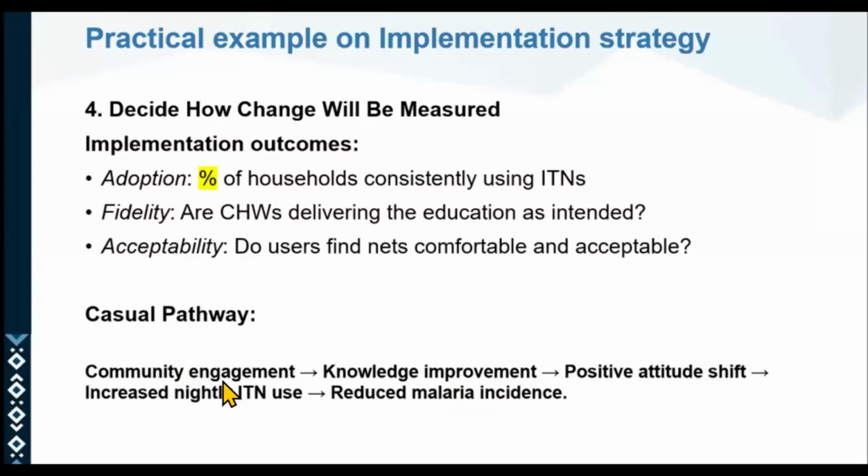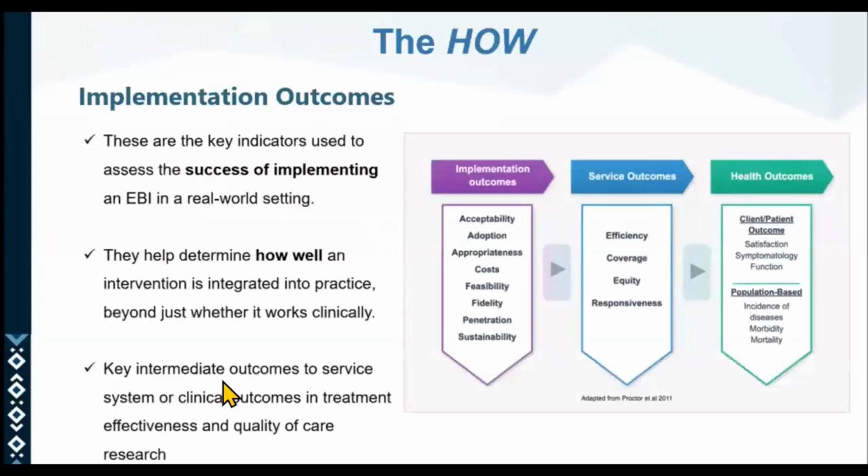But if not, maybe something else was working in the background and you thought it was your implementation strategy. So you should always do this evaluation to know that the strategy is actually working how you intended for it to work. So we're coming up to the implementation outcomes. These are the success indicators of implementing an evidence-based intervention in a setting, and they tell how well an intervention has been integrated into practice.